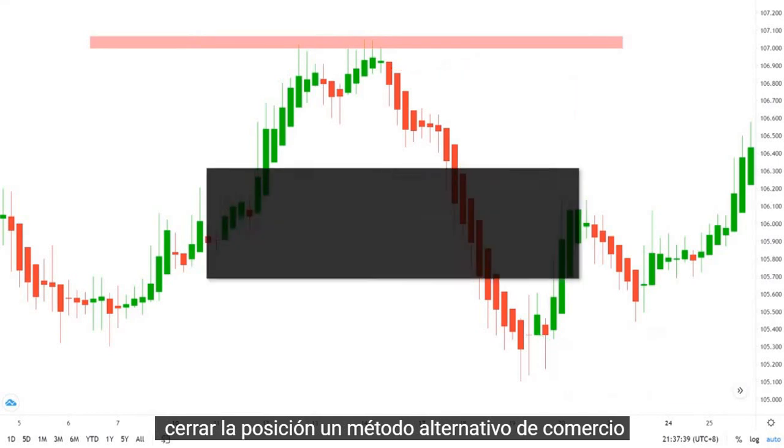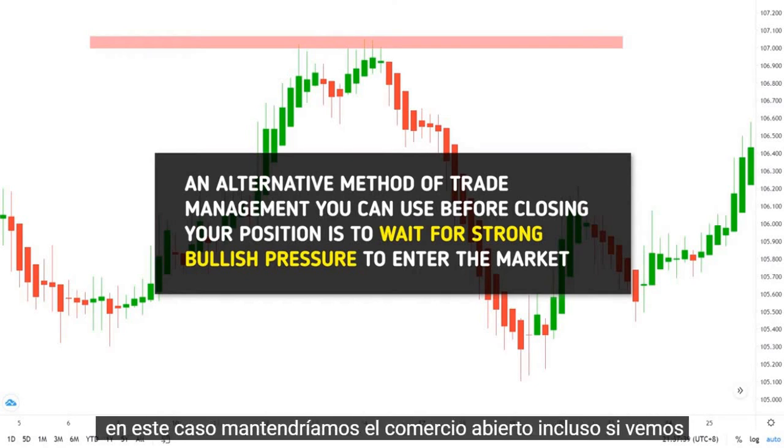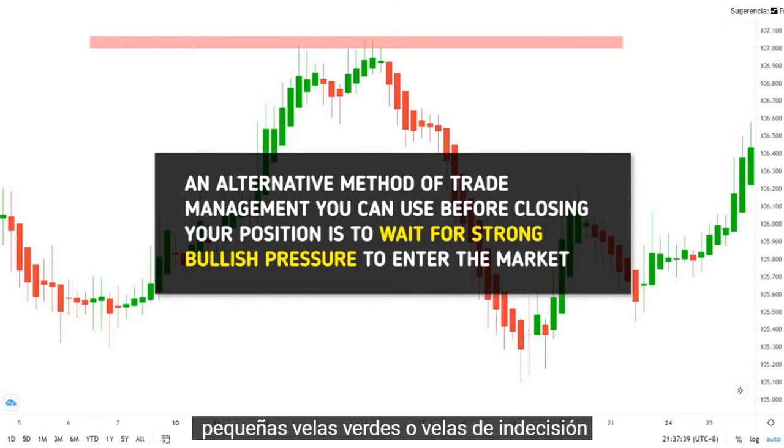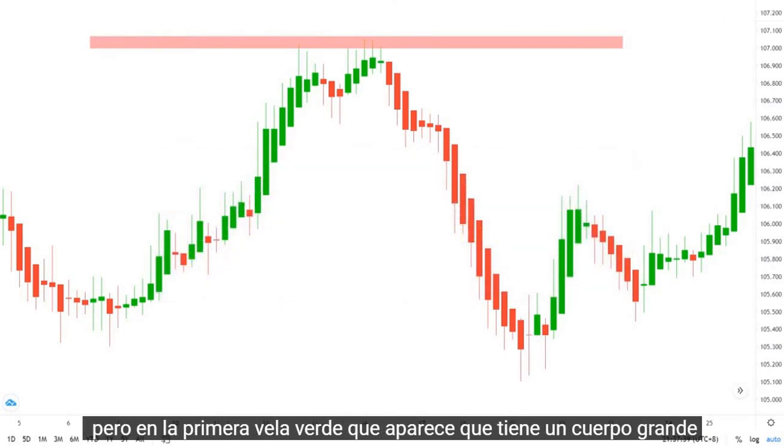An alternative method of trade management you can use before closing your position is to wait for strong bullish pressure to enter the market. In this case, we would keep the trade open even if we see small green candles or indecision candles. But on the first green candle that appears that has a large body and no lower wick, then we would close our sell position.